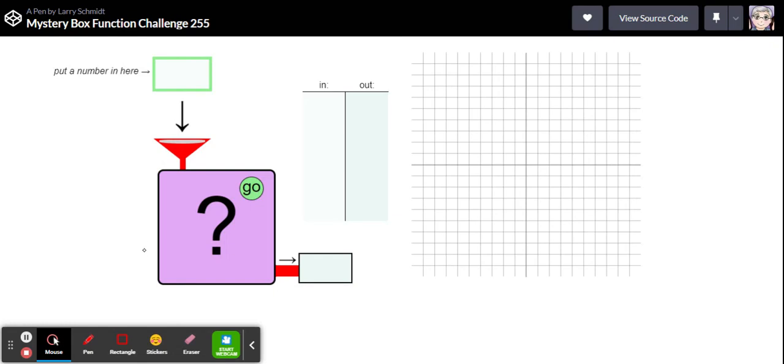In the purple mystery box there is some math and your challenge is to figure out what it is. If you'd like to try this on your own, use the link in the description, and when you've got an idea, come on back and see if we get the same thing.